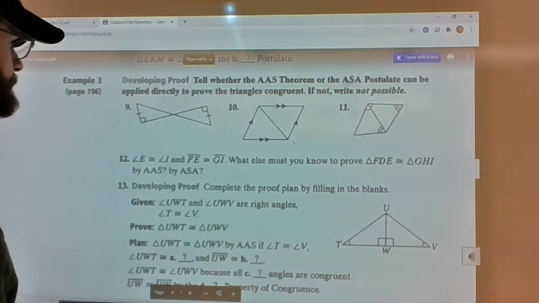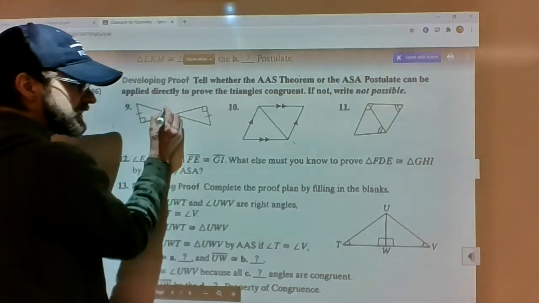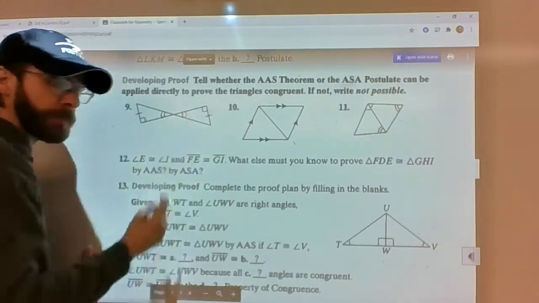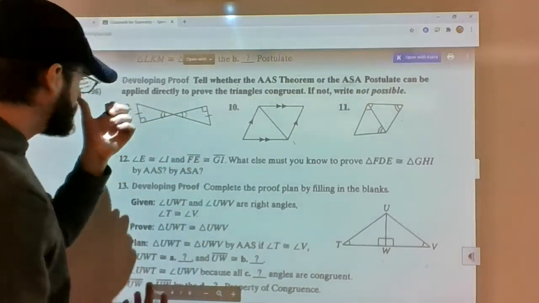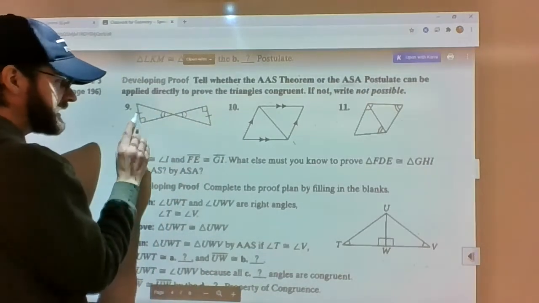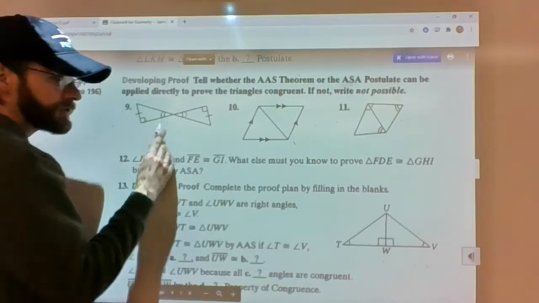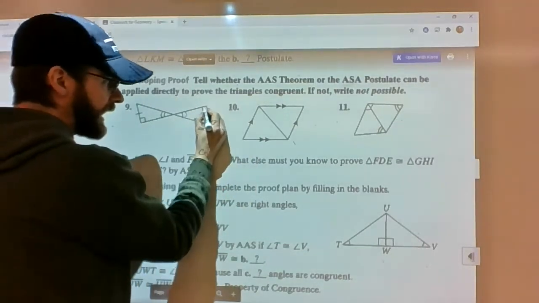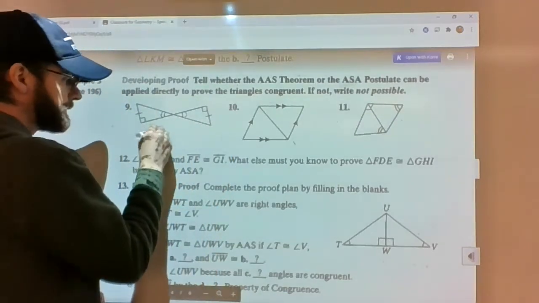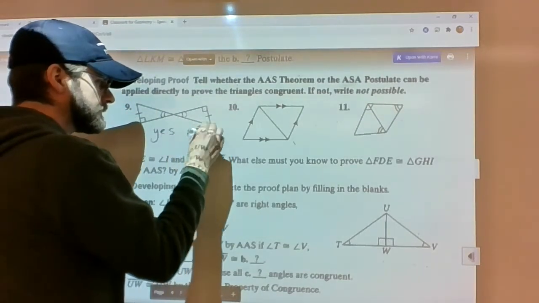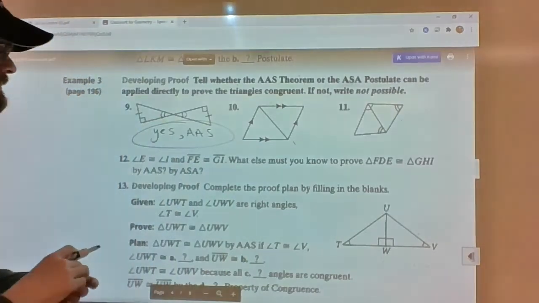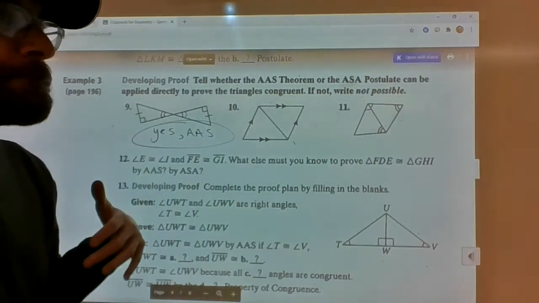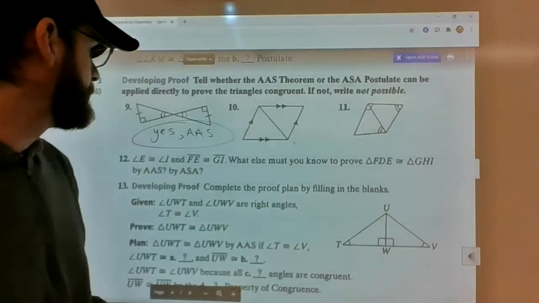On our first one, we've got an angle right here, which must be congruent to the angle over here because it's a pair of vertical angles. So we've got side, angle, angle. So angle, angle, side, that works with angle, angle, side. Yes. Remember, the angles have to be consecutive in order to be considered angle, angle, side.